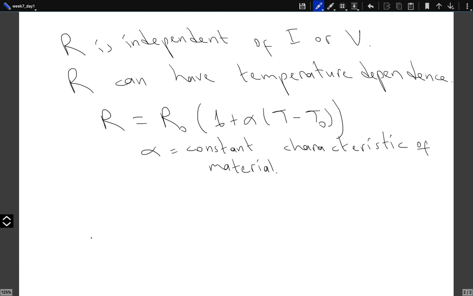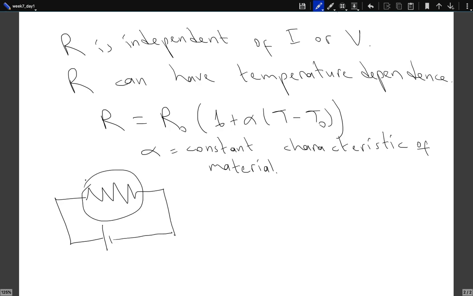Now let's see. We have the battery. We have our circuit. We have our load, let's say this is our load. What is the power delivered by the battery? What is the power consumed by your load? What was the definition of power? Work done in a given amount of time.